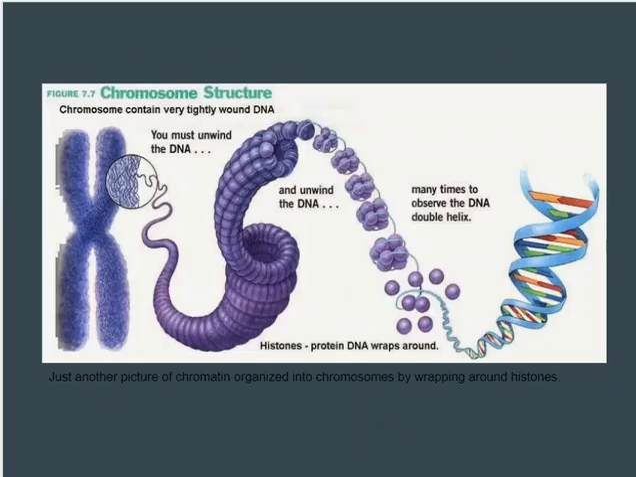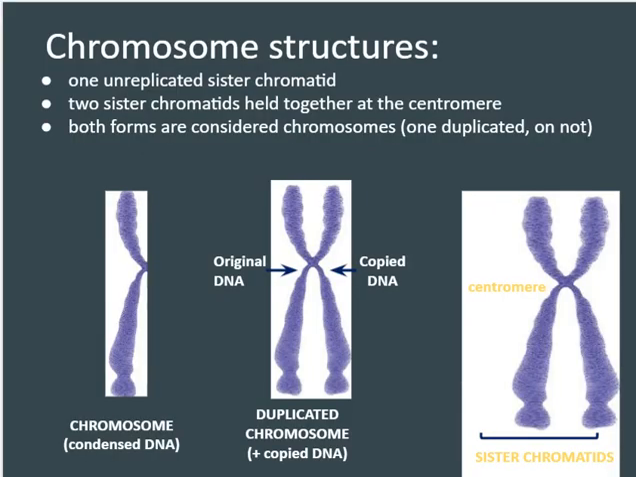Here's just another graphic to show you. Here's a double helix wrapping around histones, right? That is chromatin. And now the chromatin coils and coils and coils. And here is a chromosome. Some more chromosome vocab. This would be a chromosome. If that DNA gets replicated, this would be a duplicated chromosome. This little part here in the middle where it comes together is called the centromere.